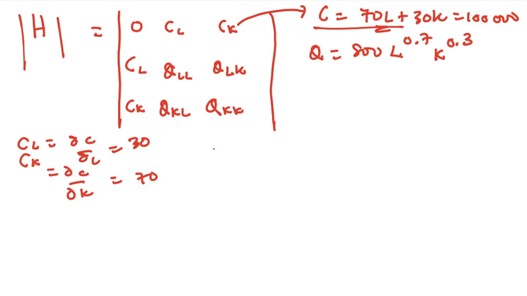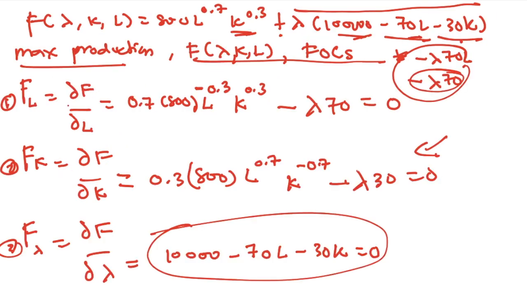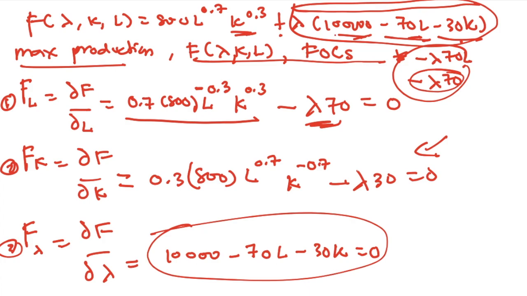How to find QLL? Okay, let's go back to the Lagrangian function. QLL, you see the first one here for FL, differentiate the Lagrangian function with respect to L. The first one here is you differentiating the production function. The second one here is you differentiate the lambda and constraint function. This is not just a constraint or cost function. Yeah? This is including lambda.